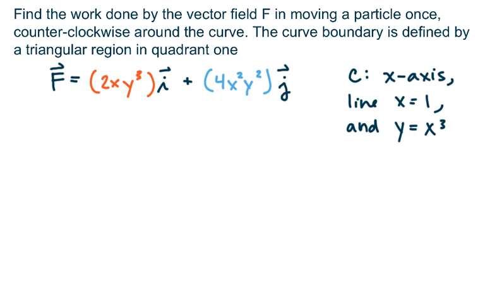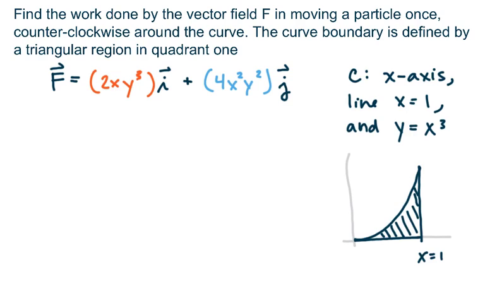First things first, we want to find our region and know what our boundary curves are. One of the boundary curves is the x-axis. One of my curves is the line x equals 1. Here's my x-axis. And then the curve y equals x cubed, a cubic function, is going to be curved more or less like that. But we have this triangular region.